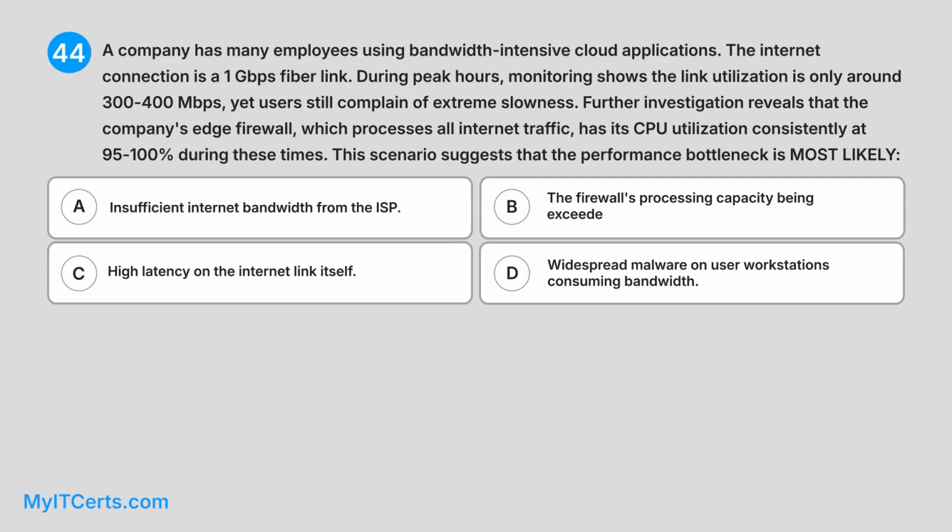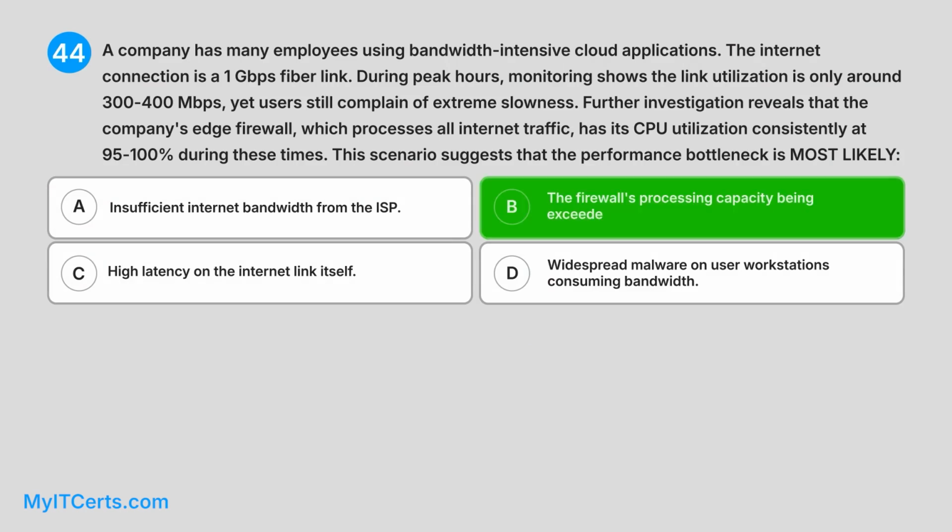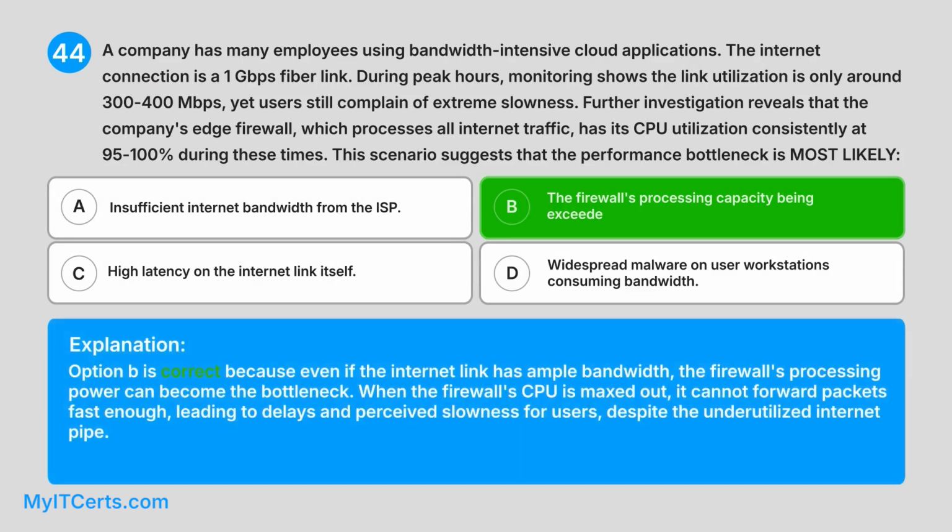Correct answer: B. The firewall's processing capacity being exceeded. Explanation: Option B is correct because even if the internet link has ample bandwidth, the firewall's processing power can become the bottleneck. When the firewall's CPU is maxed out, it cannot forward packets fast enough, leading to delays and perceived slowness for users, despite the underutilized internet pipe.